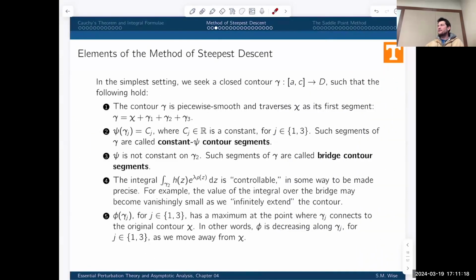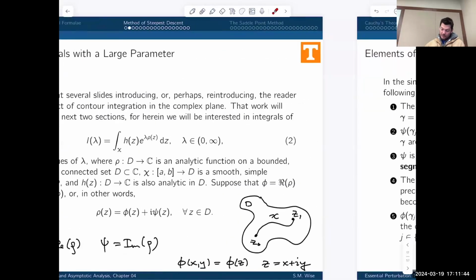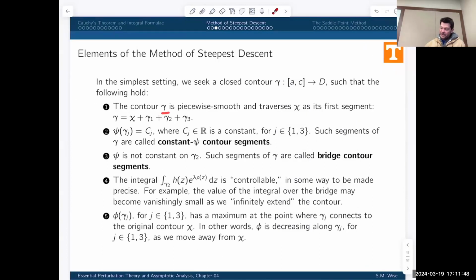So here are the elements of steepest descent that we need. I'm going to show you again and again through pictures what's going on here. So this long list will get replaced by a picture in your imagination, I think. In the simplest setting, we're going to seek a closed contour gamma in D. D is the set which contains chi, and hopefully it'll contain this gamma as well, such that the contour gamma is piecewise smooth, and it traverses chi as its first segment. So when I add contours together, that means you run chi first, then you run gamma 1 afterwards, then you run gamma 2 after that, and gamma 3. I'll show you a picture so that it's concrete in your mind.